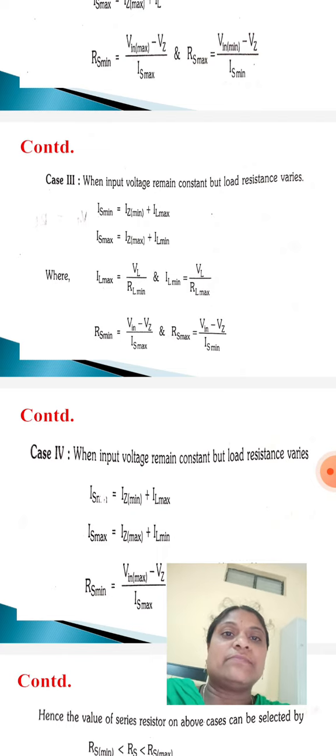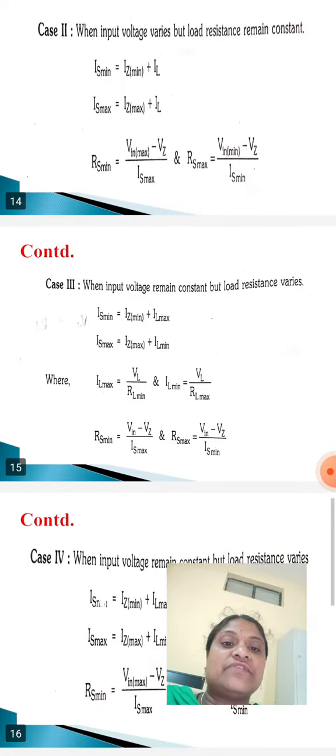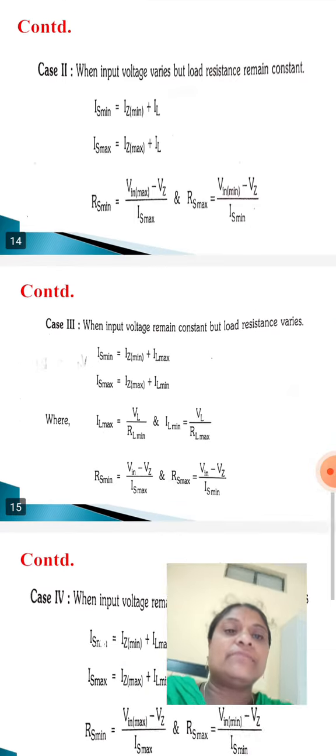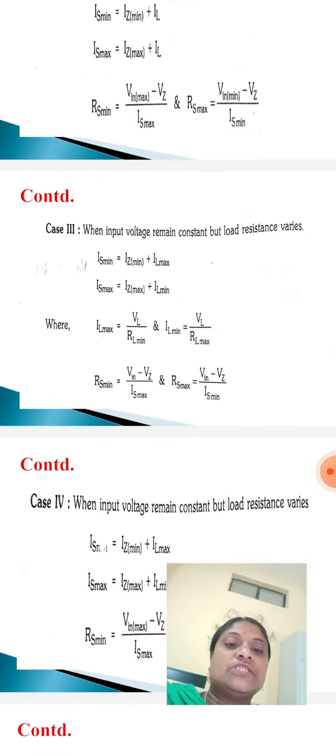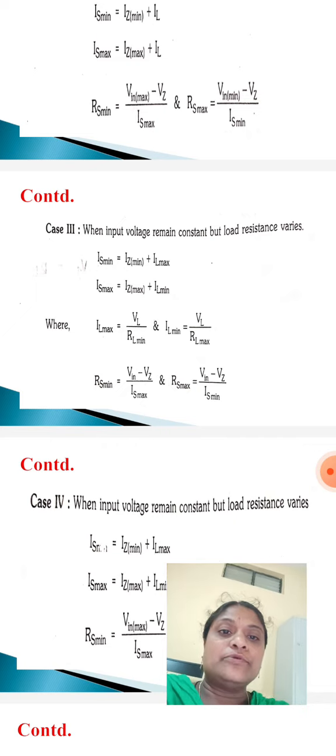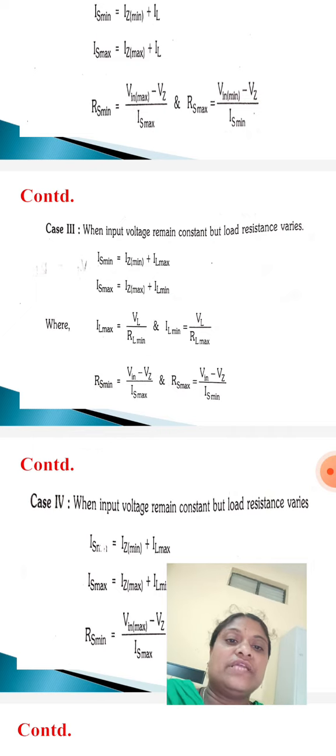So RS minimum is equal to Vin minus Vz by Is maximum, and RS maximum is equal to Vin minus Vz by Is minimum. These equations are the same because here the input remains constant. That's why there is no change in Vin voltage, and Vz is the Zener voltage, which does not change. Similarly, Is is the source current. So there is no change in these two equations. Okay.